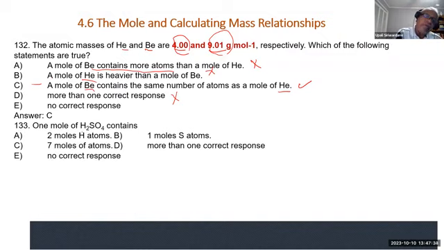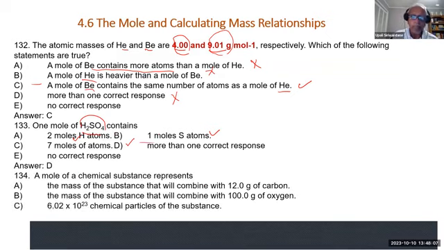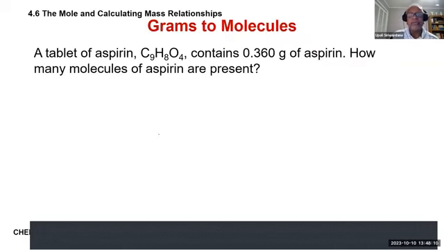So if you look at this, 1 mole of this contains 2 moles of hydrogen, 1 mole of sulfur atoms, and 7 moles of atoms in total. How do you get 7 moles of atoms? 2 hydrogen, 1 sulfur, 4 oxygen, adds up to 7. Therefore, the correct answer is more than 1 correct response, because the first 3 are correct. I am going into too much detail.